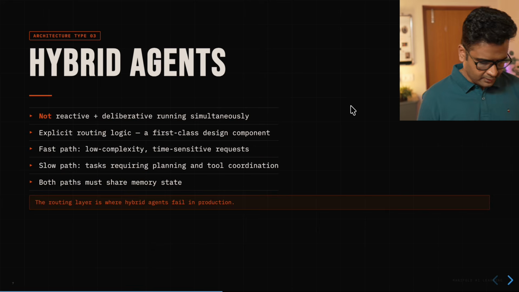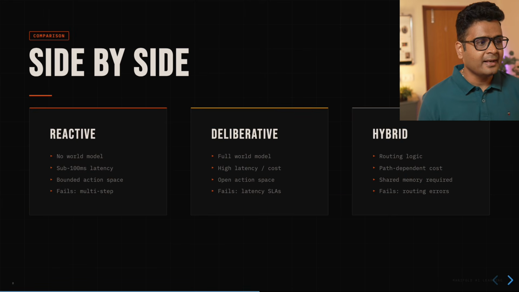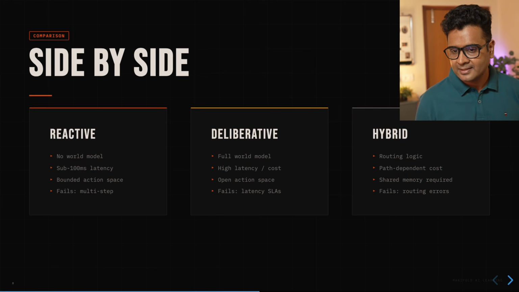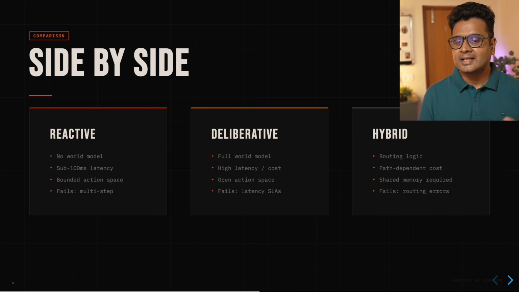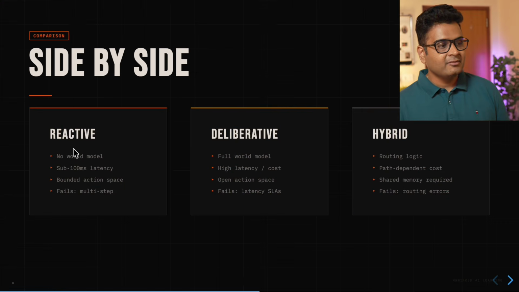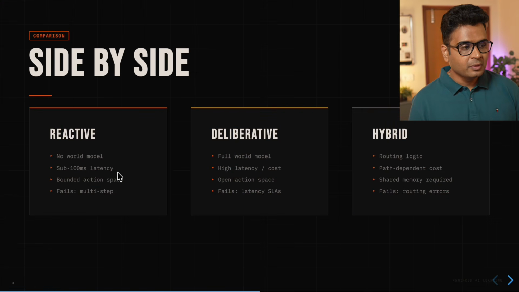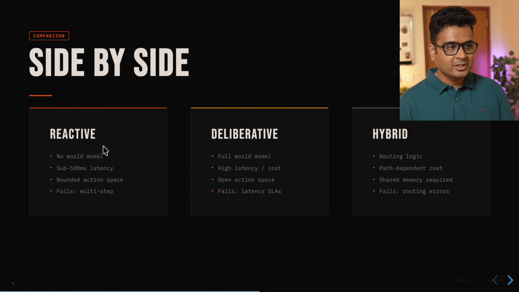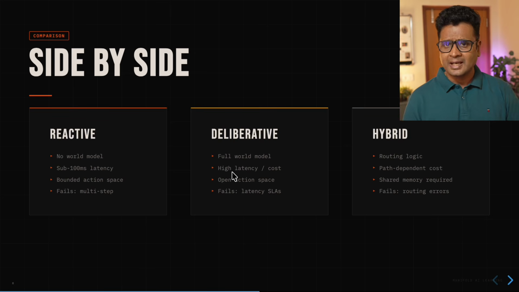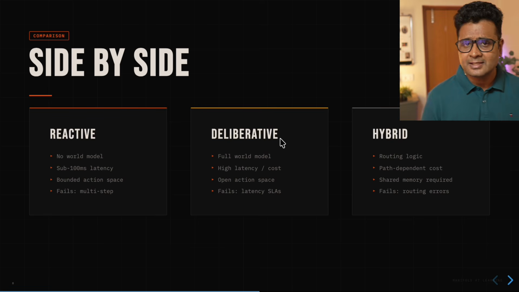Now, moving on, let's compare it side by side. This slide will help you compare all three approaches side by side. The reactive agent is the one you would use where latency is key and you want a low latency application. Deliberative is the one which will have high latency. Hybrid is a combination of both.